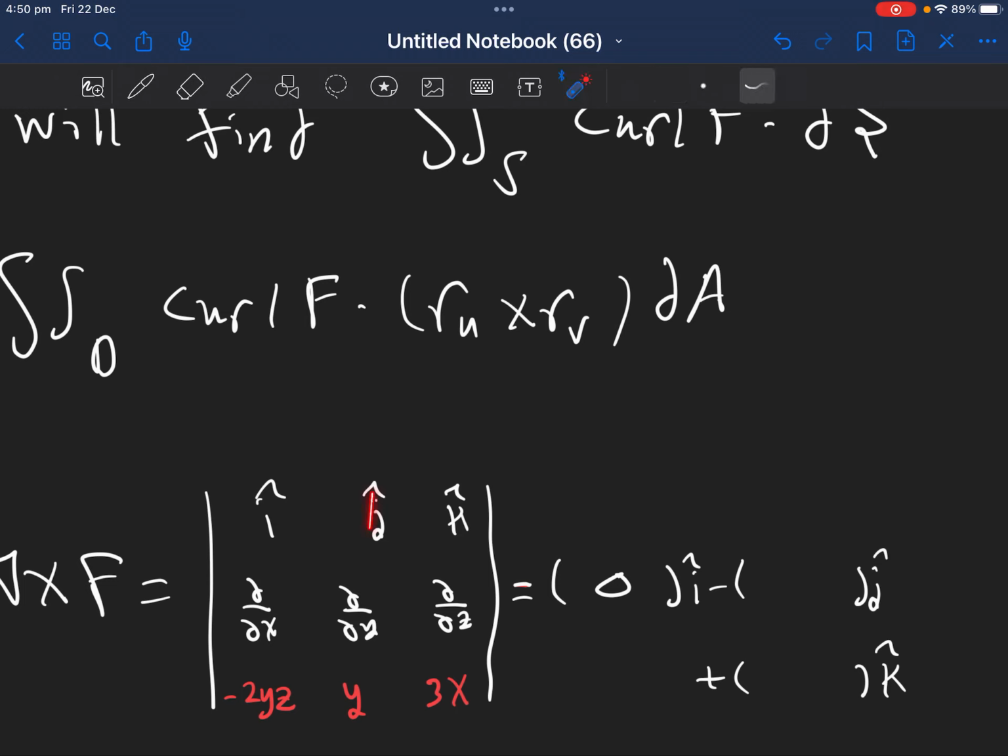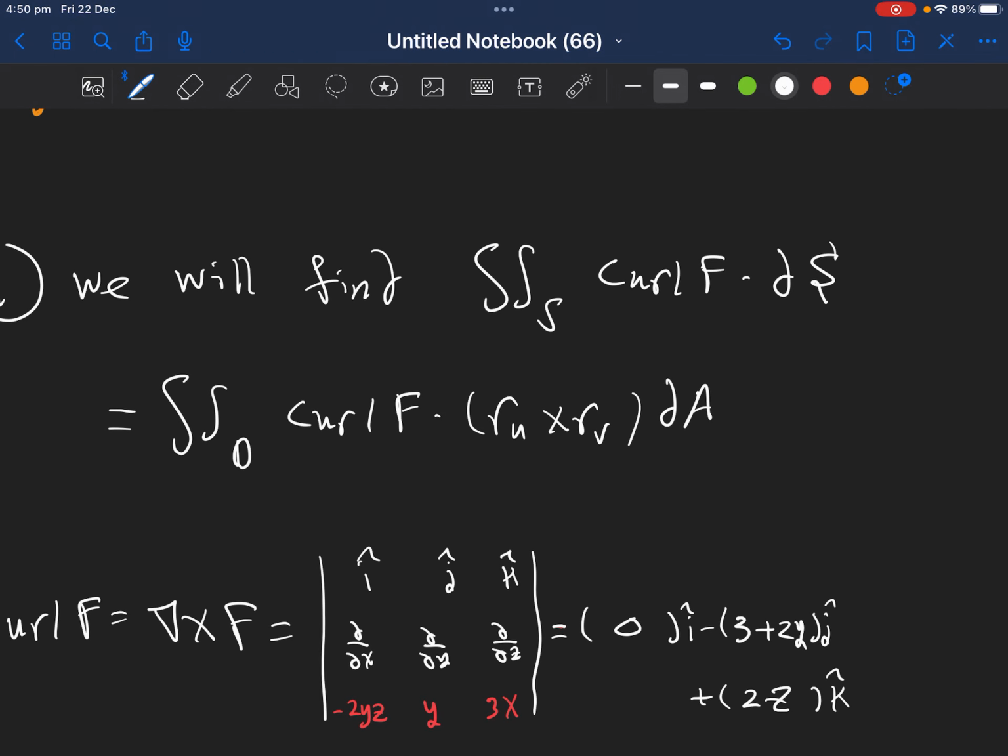For the second part, the derivative of 3x with respect to x is 3, the derivative of negative 2yz with respect to z is negative 2y. So what we will get is 3 plus 2y. Finally, for the k, if we cancel the column and the row of k, this will be 0, and this will be just negative 2y, so this is just 2z. And that's the curl. So first we find the curl.